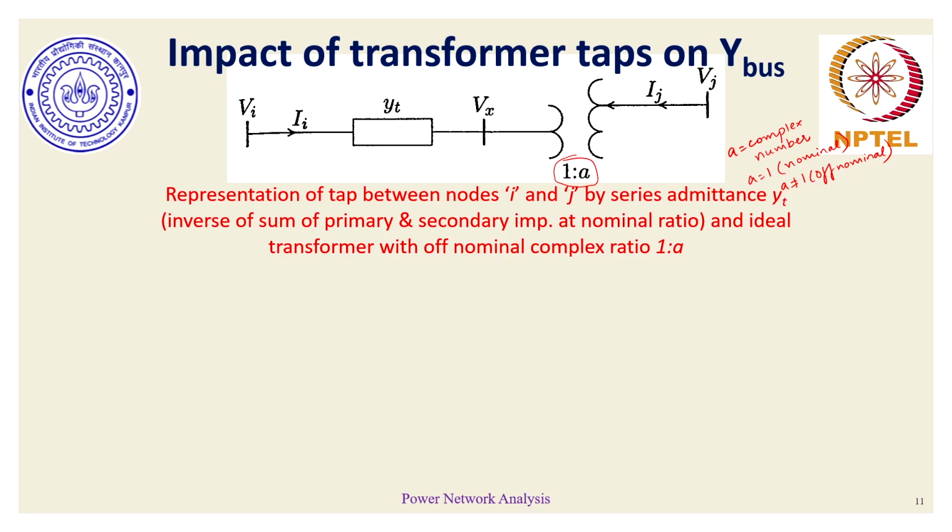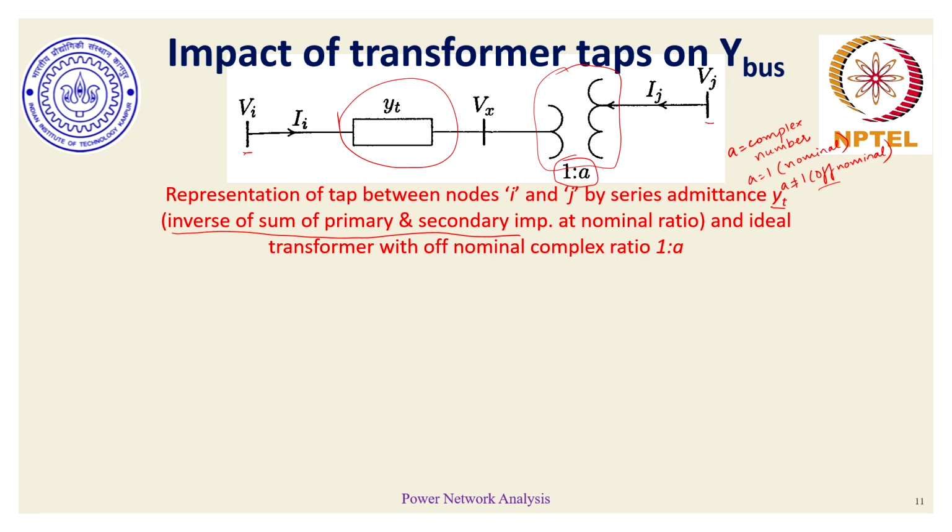So how do we consider this off-nominal tap position of the transformer in Y bus? We consider buses I and J between which this transformer is present, and this transformer has a series admittance YT, which is essentially the inverse of the primary and secondary impedances at nominal ratio in per unit basis. Having considered the lossy component of the transformer separately, the ideal part of the tap is considered as it is, where the ratio A need not be equal to 1.